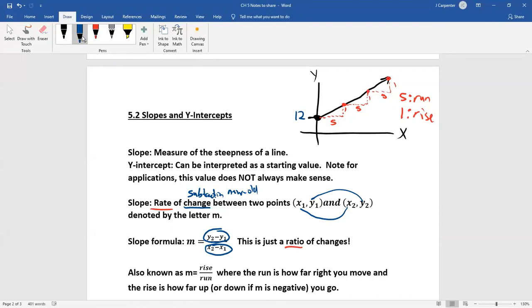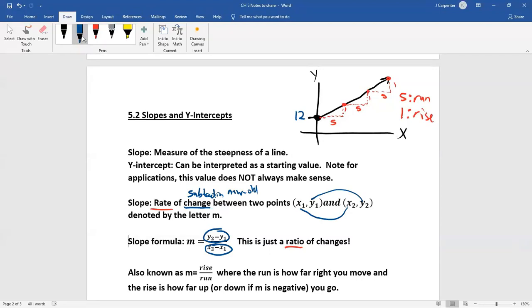Remember that slope is the rate of change. I try to suggest not to just memorize blatant formulas, but concepts. The concept here is that slope is a rate of change. Rate means fraction, change means subtraction. So we're going to have subtractions in the top and bottom.